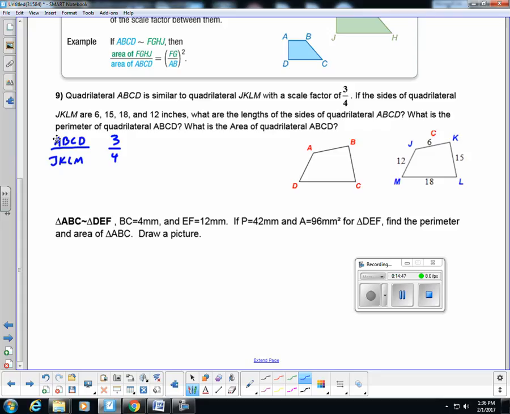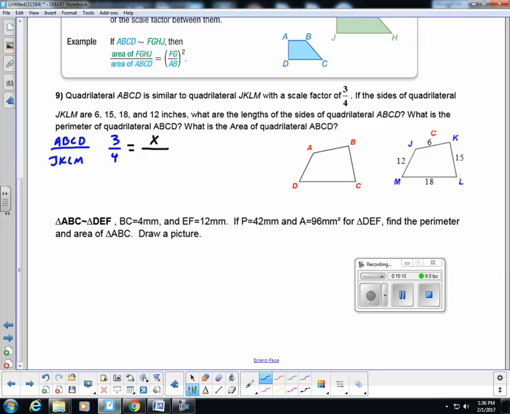Okay, so now here's a way to think about this. I'm going to set up my proportion. Here's my scale factor, 3 to 4. Now, A, B, C, D, I don't know what the values are for the sides. So there's where my variable is going to be.